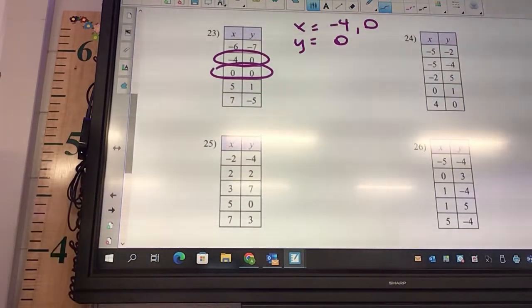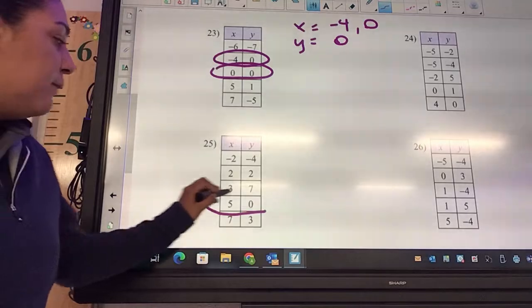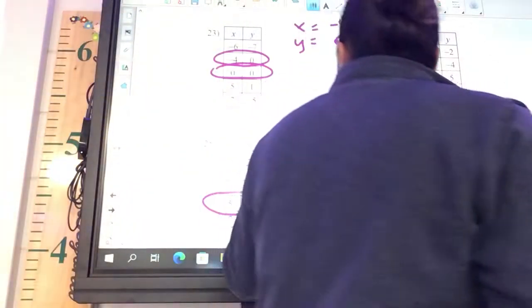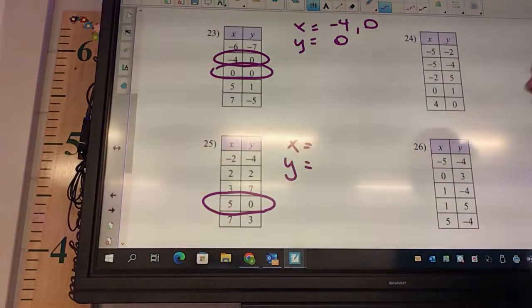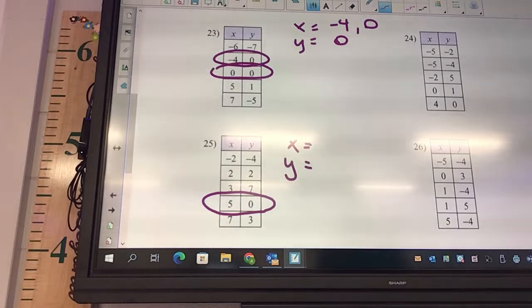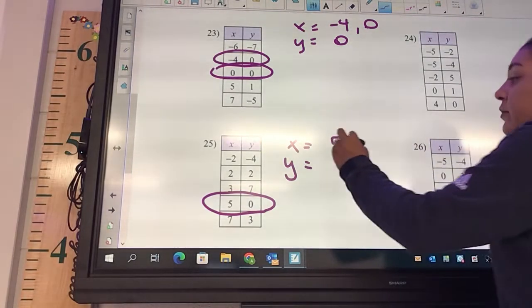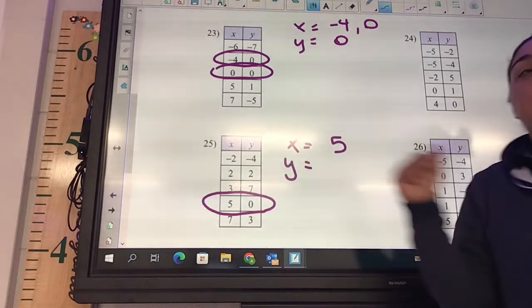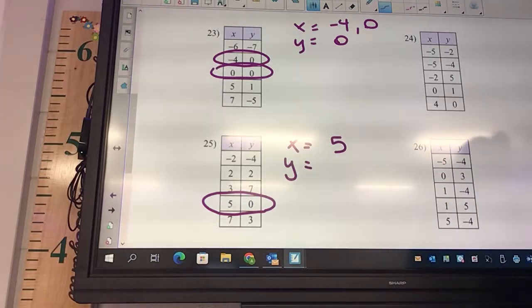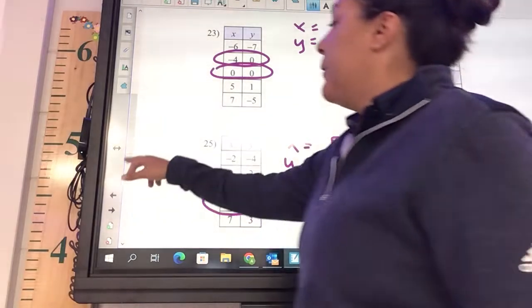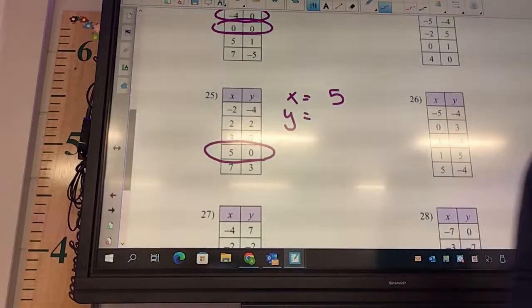Okay, 25. 25 is one of the ones where we only have 1 zero, and that's okay. So we got x and y. 5, 0. Is that an x or a y-intercept? It's an x-intercept. Now, from this table, can you tell the y-intercept? I'm sure there is one, but we can't tell it from the table, so you're just going to leave that one blank.